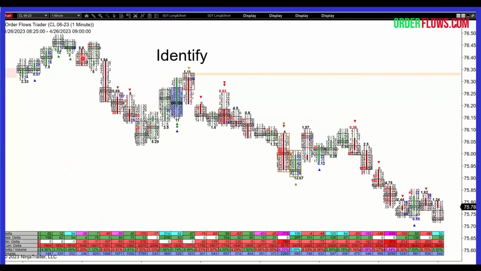Being able to identify, this is crude oil, right? Market sold off, came back up. It's showing weakness here on this move back up. It's showing weakness, even though the market's moving up nicely, rallies from 76.05 all the way up to 35. But on this move up, there's weakness. And if you have weakness on a move up, well, the next play is to the downside.